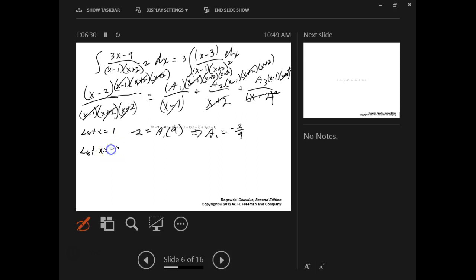Negative 2. What's the left-hand side become? Negative 5. -5 is equal to A3 times -3. Okay, so what does A3 become? 5/3. Okay.